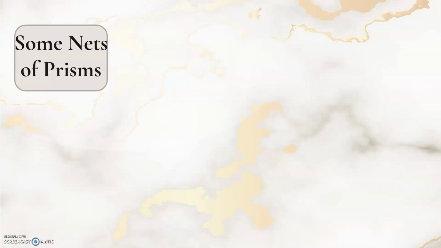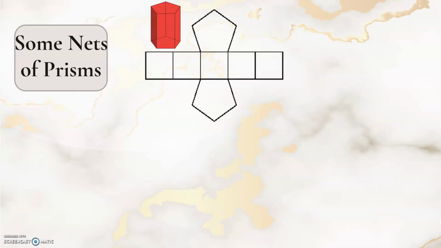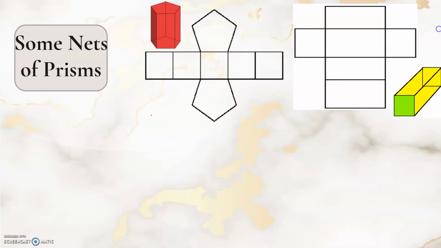So here are some examples of prisms and their nets. First, we have here a pentagonal prism. And this is how the net of a pentagonal prism looks like. As you can see, the faces are rectangular in shape and the bases here are pentagons.